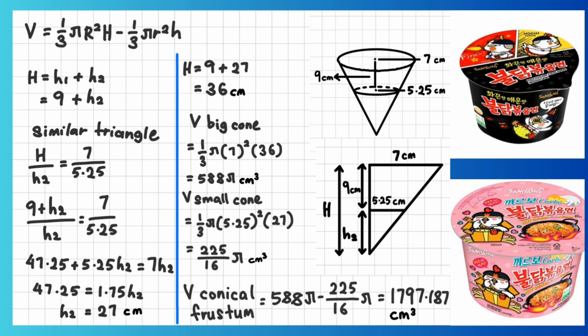After we find the volume for the big cone, we can find the volume for the conical frustum by taking the volume for the big cone minus the volume for the small cone, and in that we can get the answer 1797.187, and that was the volume for the conical frustum.